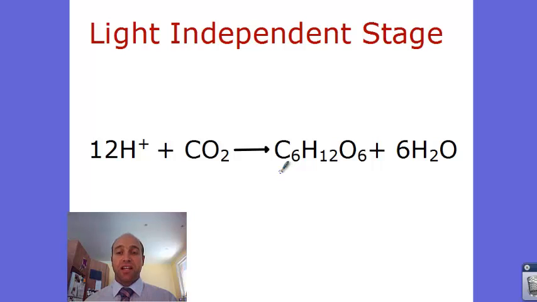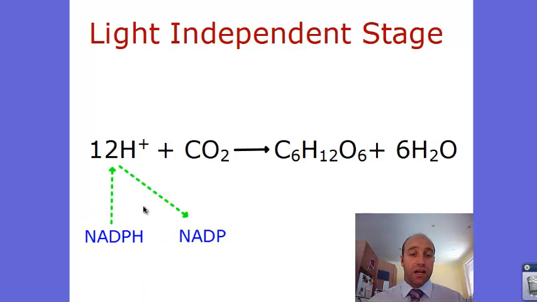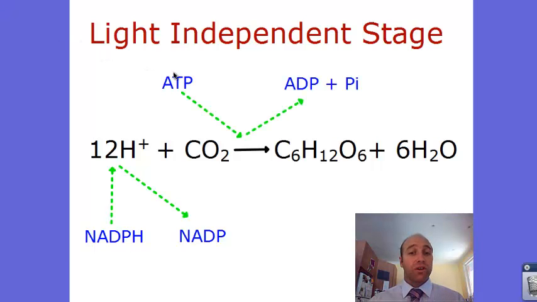The next stage is the light-independent stage, and this is a stage where we end up producing our glucose. So let's have a look at our reactants here. Our hydrogen ions are delivered by the NADP molecule. They were created in the light-dependent stage. We're also utilising the ATP energy that was created in the light-dependent stage to drive the reaction. Our final products being glucose and the 6 molecules that we talked about earlier.